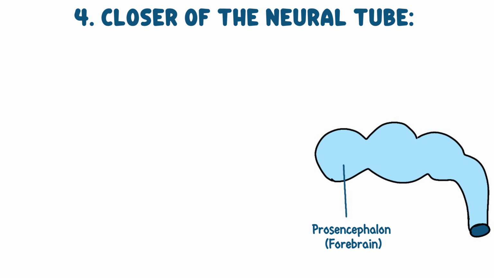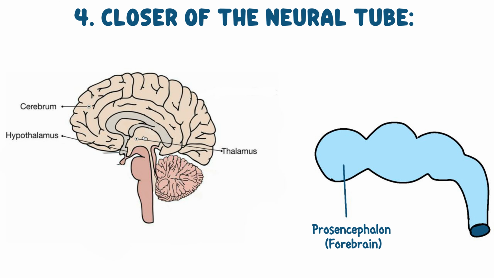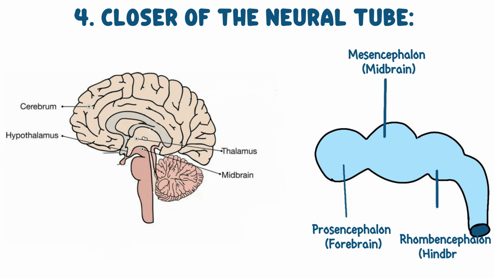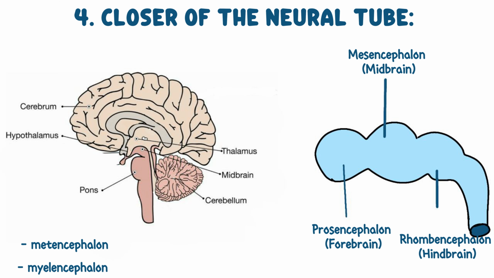Prosencephalon. This region will differentiate into the cerebrum, thalamus, hypothalamus, and other associated structures. Mesencephalon. This structure remains as the midbrain in the mature brain, responsible for processes like vision, hearing, and motor control. Rhombencephalon. This area divides further into the metencephalon and the myelencephalon.